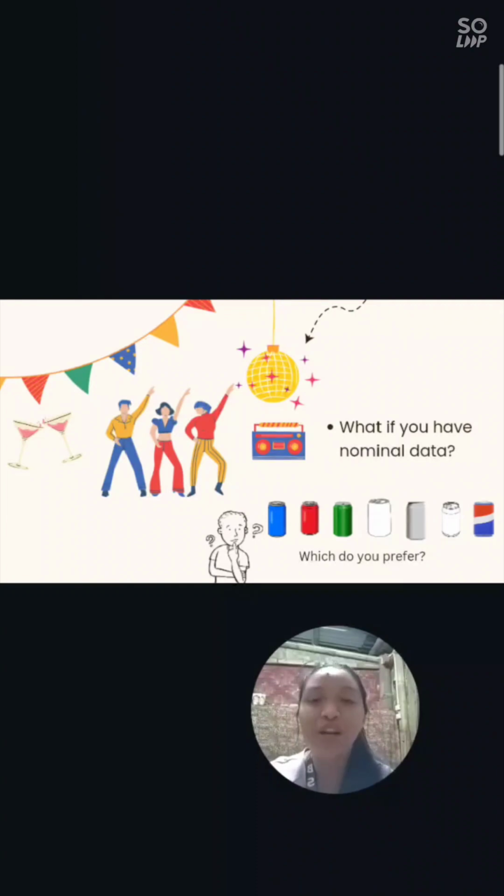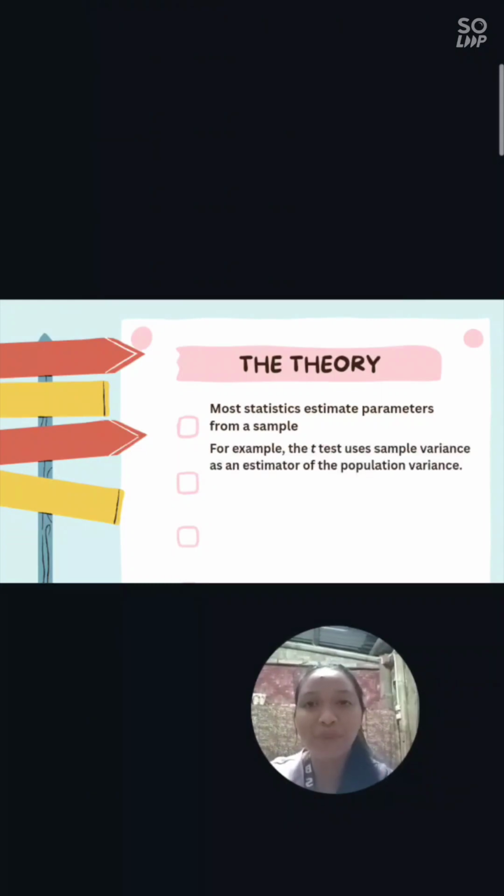Most of the statistics that we have used so far estimate population parameters from a distribution of scores in a sample. For example, the t-test uses sample variance as an estimator of population variance. Tests like this are called parametric tests, and they work because the central limit theorem shows us that the distribution of sample means will form an approximately normal distribution.